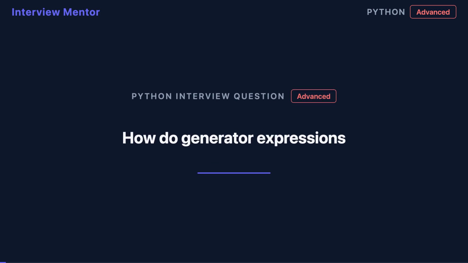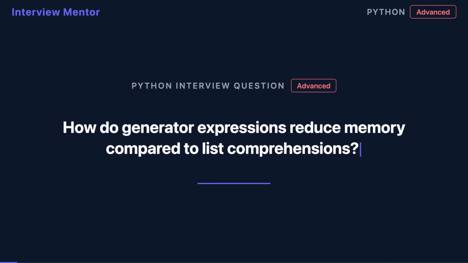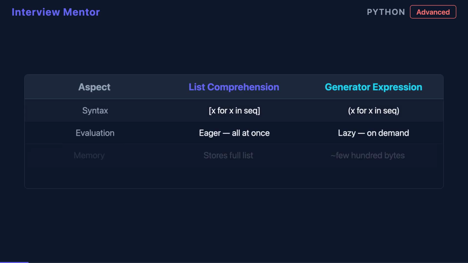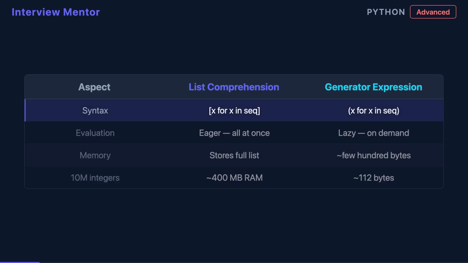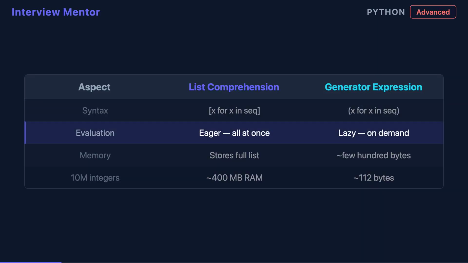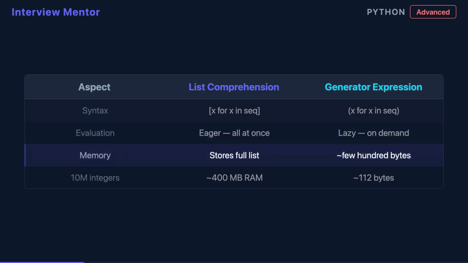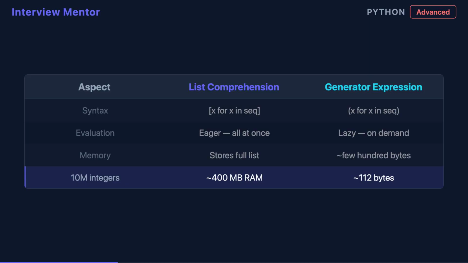What happens to your server when you load a 10 GB file into a list? When you write a list comprehension, Python evaluates every element immediately and stores the entire result in memory. So if you write square brackets with a range of 10 million numbers, all 10 million integers exist in RAM at once. For small datasets this is fine, but scale that up and you are allocating hundreds of megabytes, or crashing, before you have processed a single element.